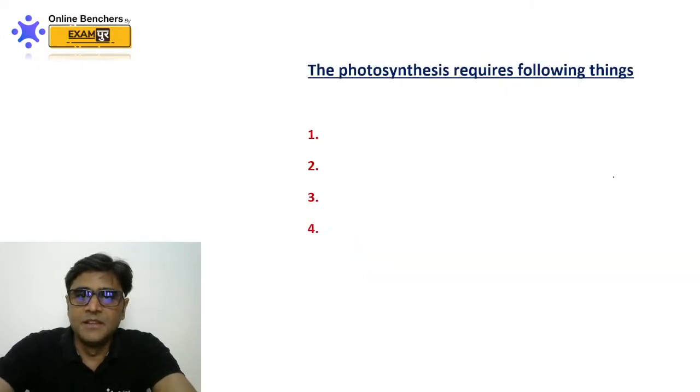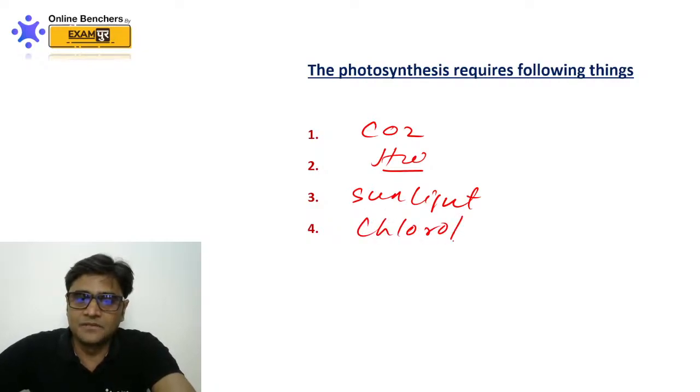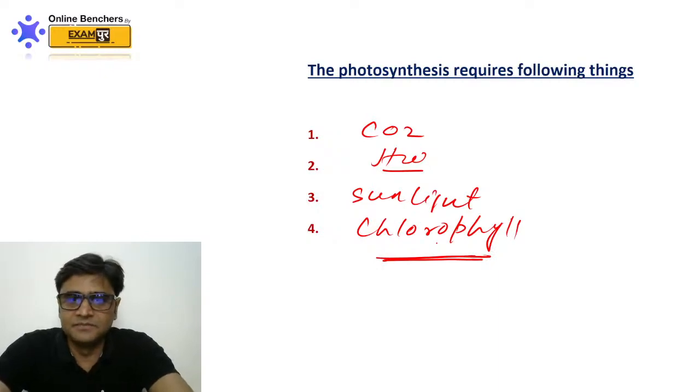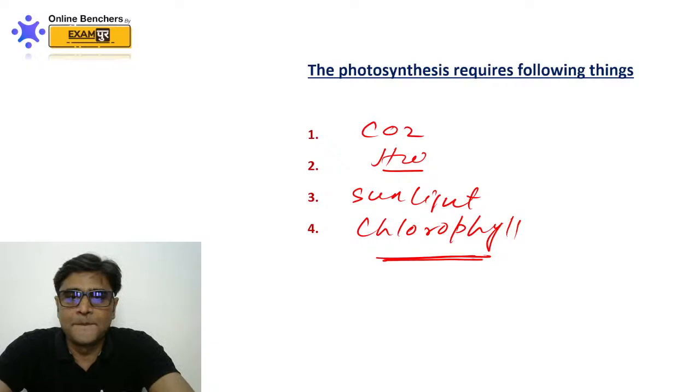Very good. So photosynthesis requires the following things: CO2, second thing water, then third one sunlight, and the fourth, very important, chlorophyll. Tell me what is chlorophyll? We will discuss it, but tell me what is chlorophyll? Robin, Sangeeta, Kapil, Prajwal, Nishu, Abhishek, Sia, tell me. So these four things are required in the process of photosynthesis.